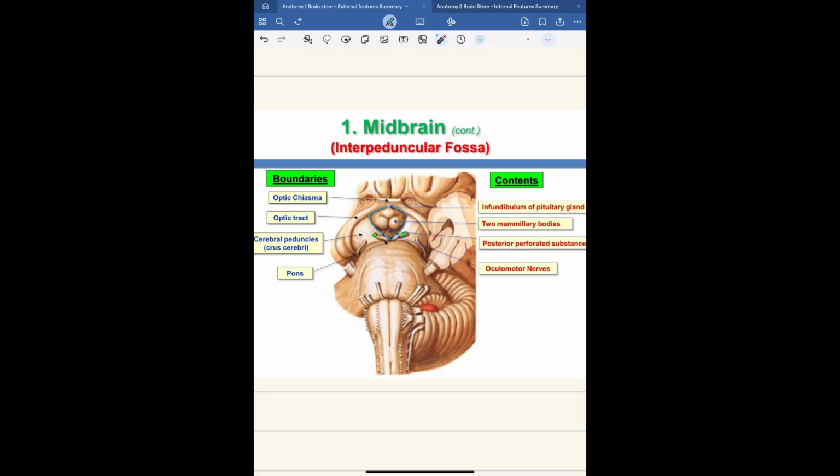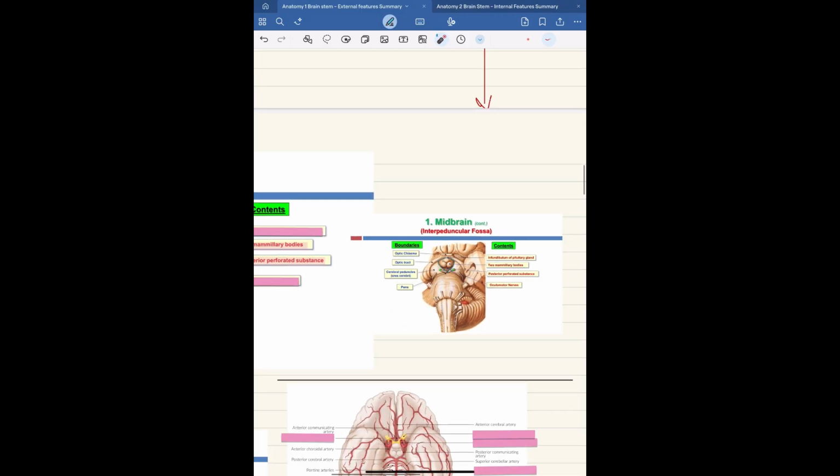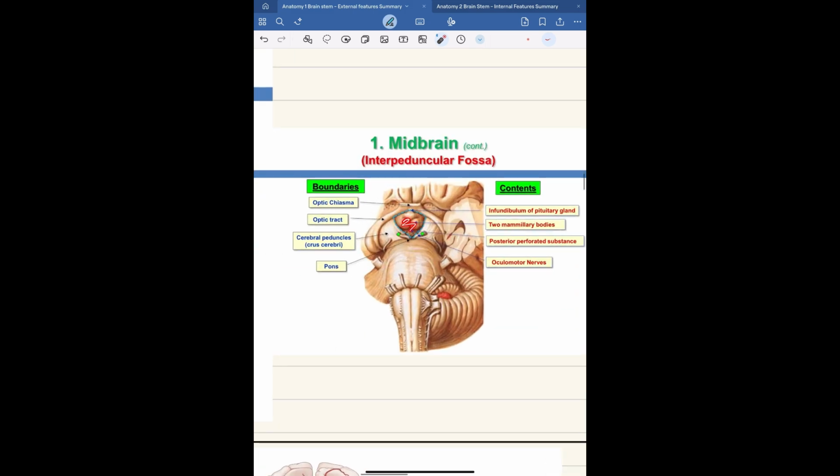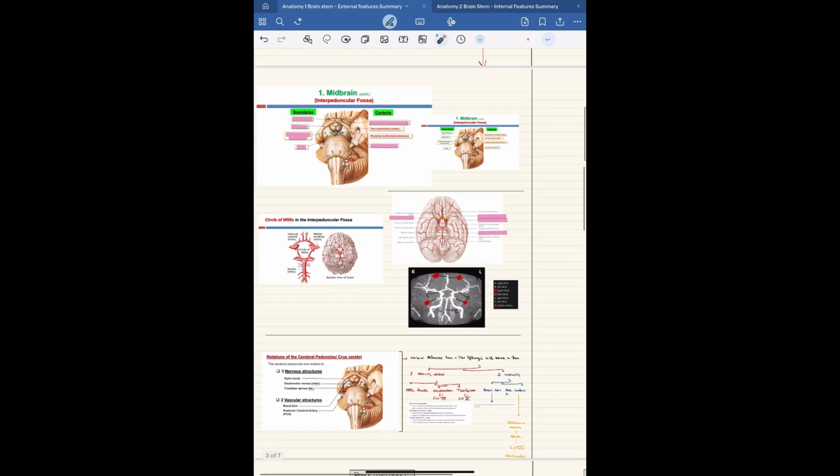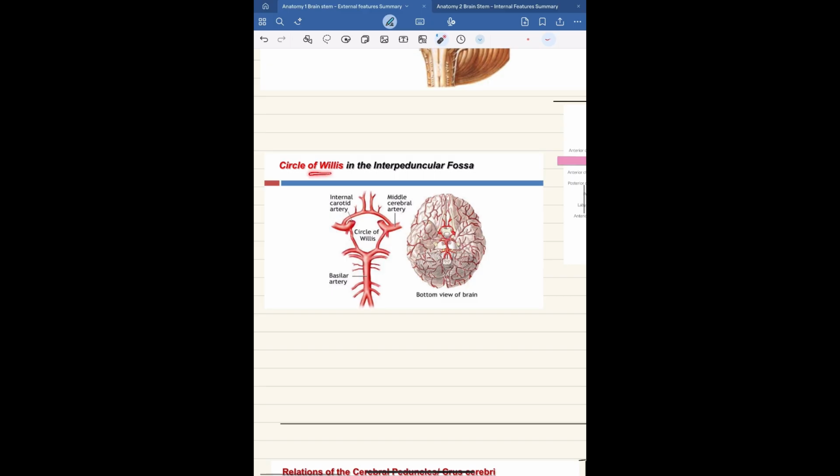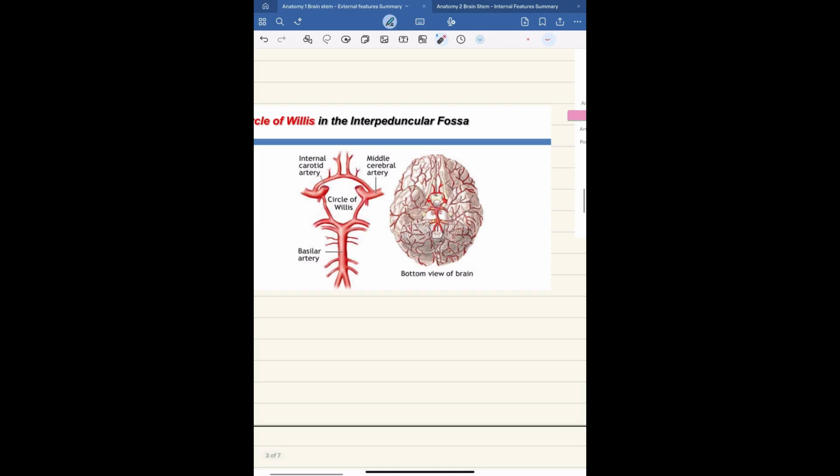Okay, so here you got the oculomotor nerve. What other things we will see? We will see the circle of Willis. This is very important. It has a collection of arteries.